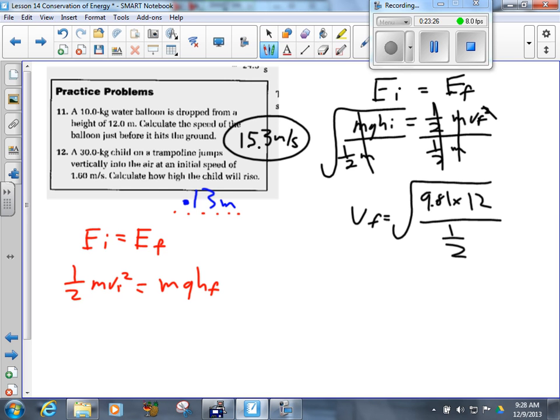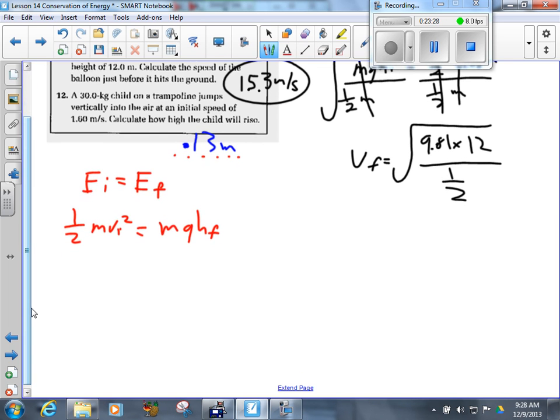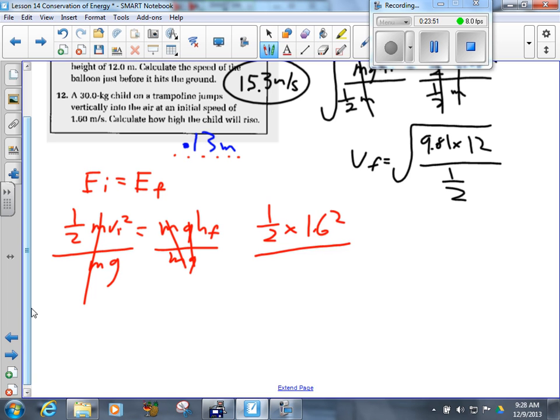So we're solving here now for the final height of the child. So what do I have to do with m and g? Divide, right? So the m's will cancel, and I'm left with 1/2 of VI squared over g. So that's going to mean 1/2 times, what was her speed there? So 1.6 squared over 9.81. When we do that, we should get decimal 13 meters.